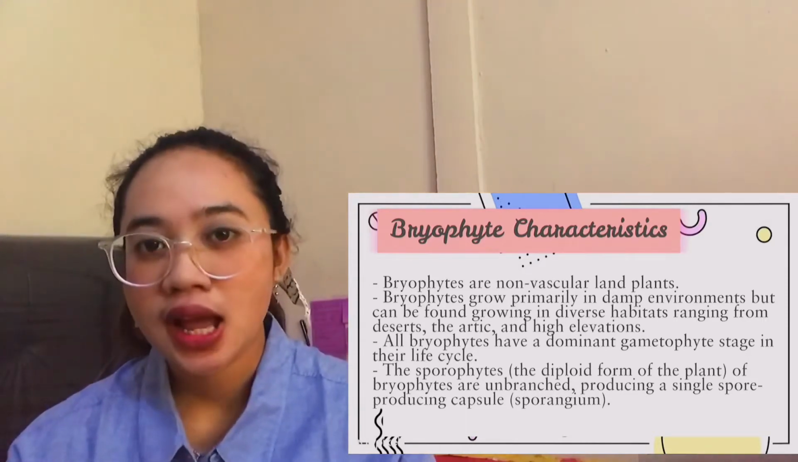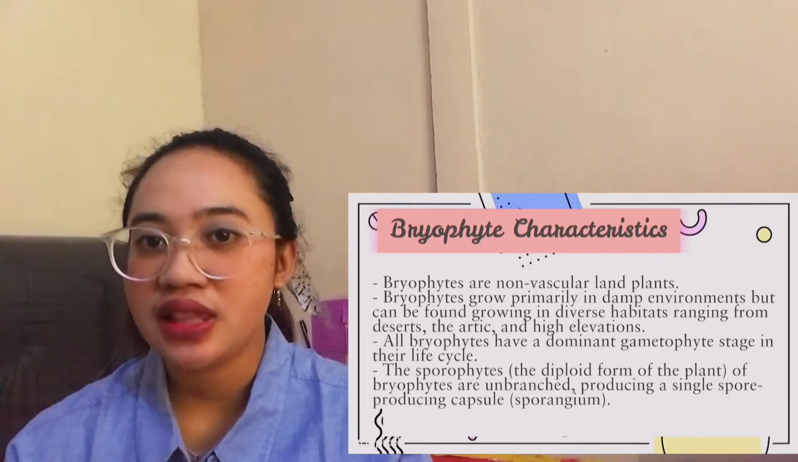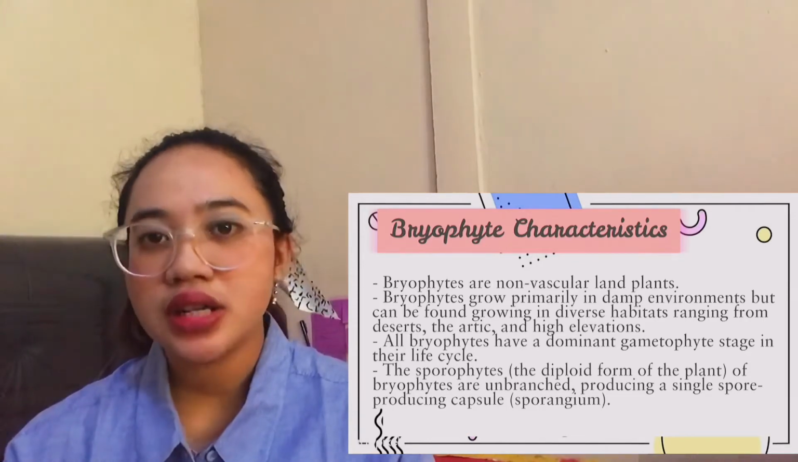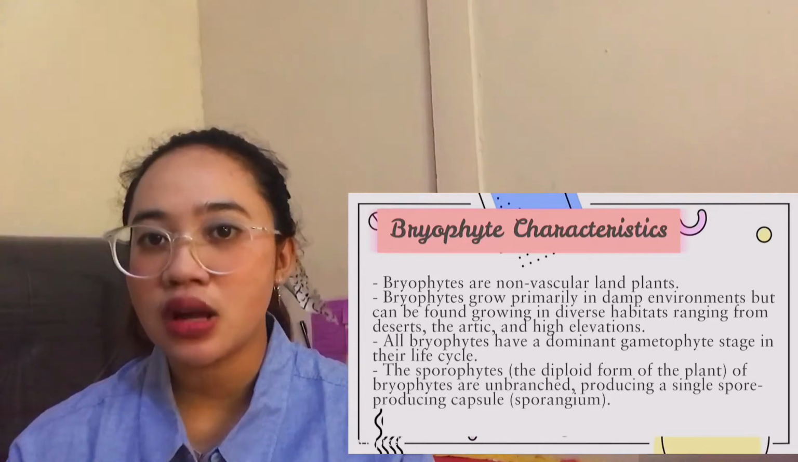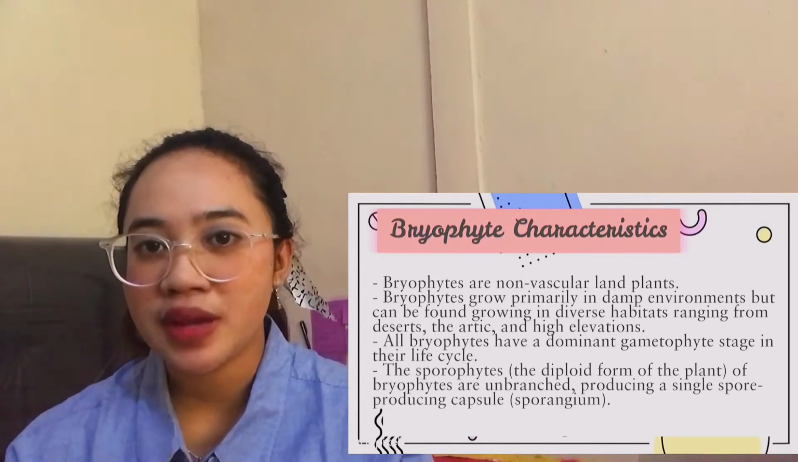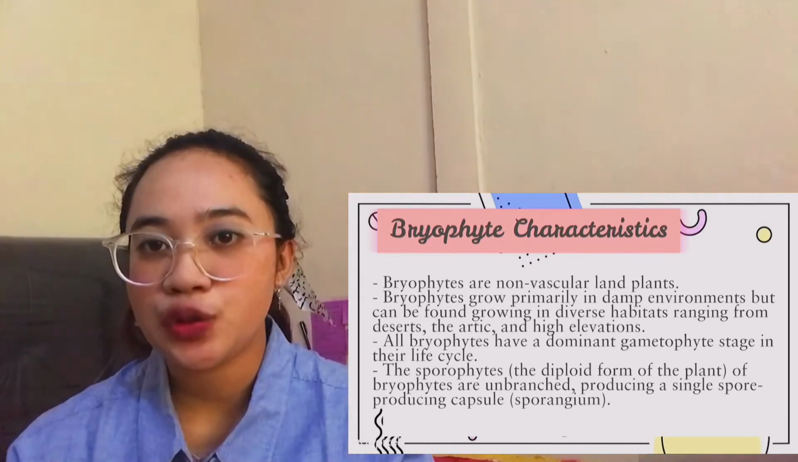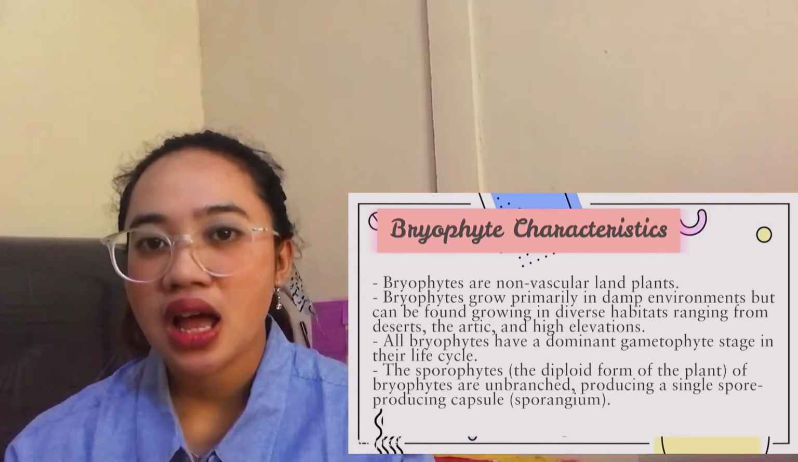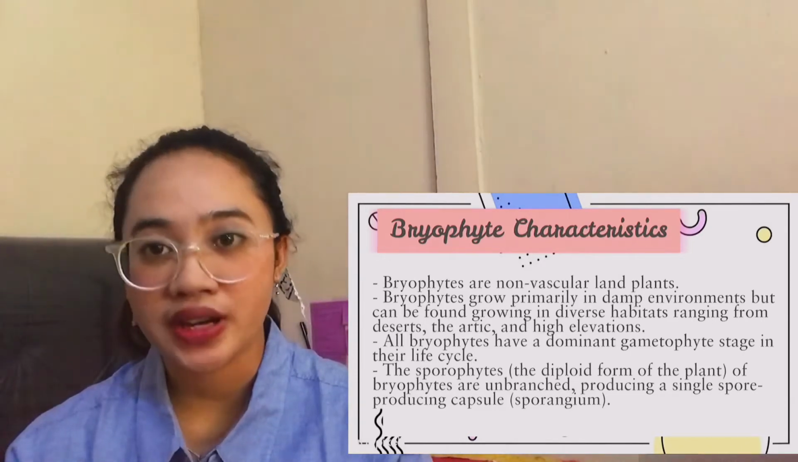Number 3. All bryophytes have a dominant gametophyte stage in their life cycle. During this stage, the plant is haploid and the sex organs that produce the gametes are developed. Bryophytes are unique compared to many other plant species in that they remain in this stage for long periods.